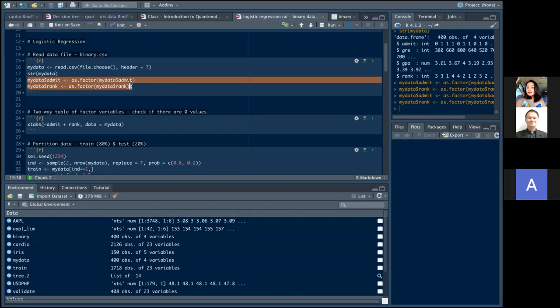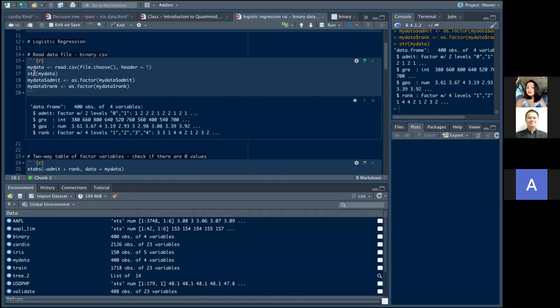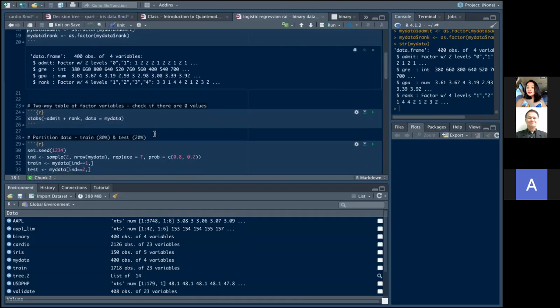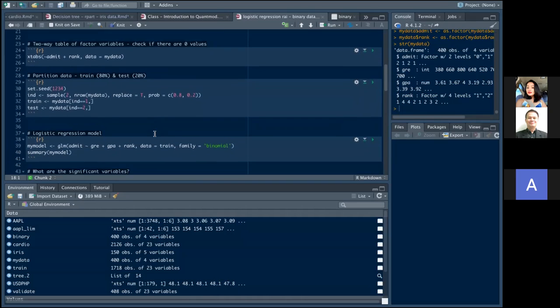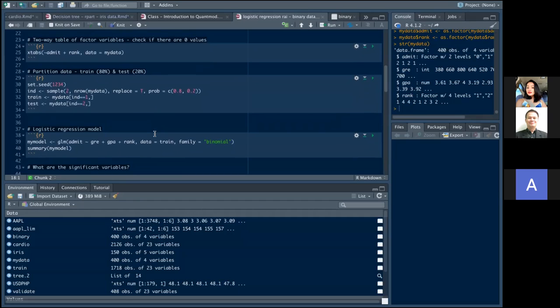Okay, good. And then kindly run row 17. Let's see. Okay. So you now notice that your admit and rank are now factors, right? So we have converted them into factors. Okay, so let's go down. Let's just check the cross tabulation. We'll put admit on the Y-axis and rank on the X-axis and see how many of those admitted come from rank 1, 2, 3, 4, etc. So kindly run row 25, please.